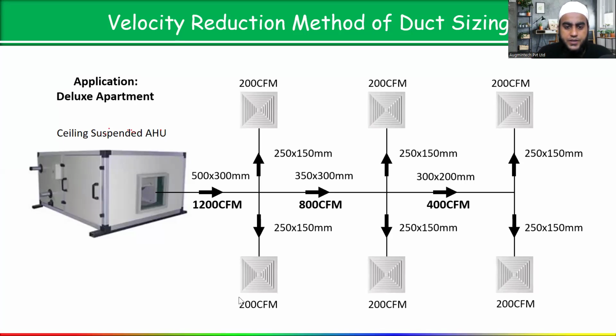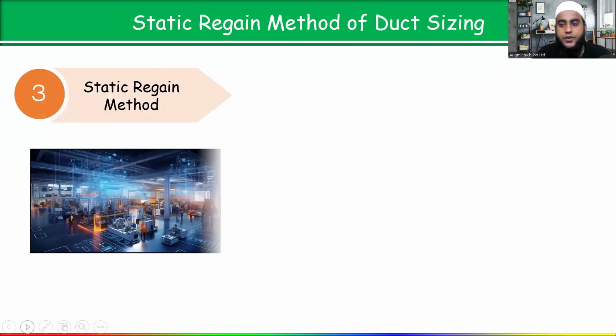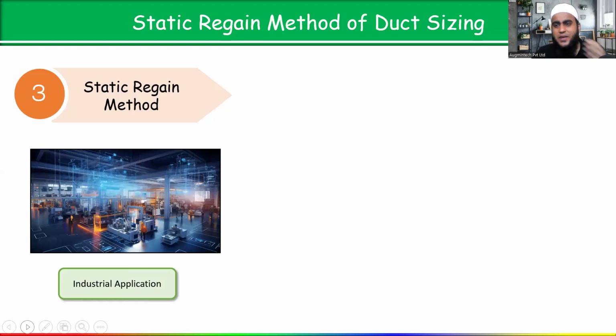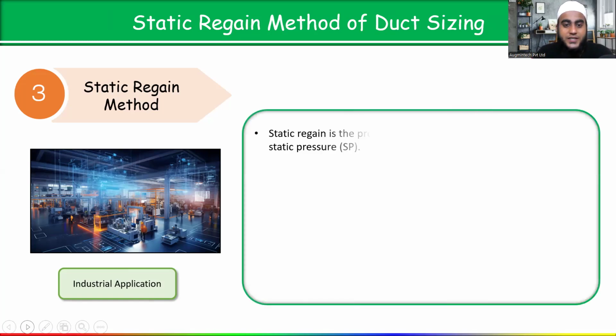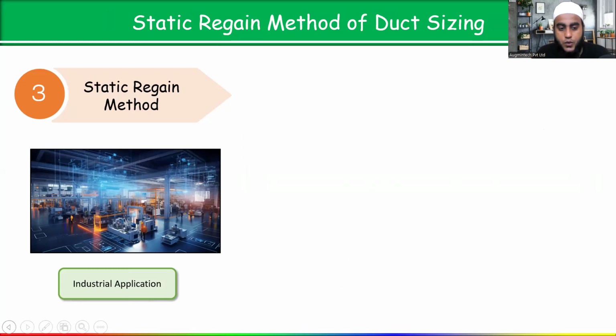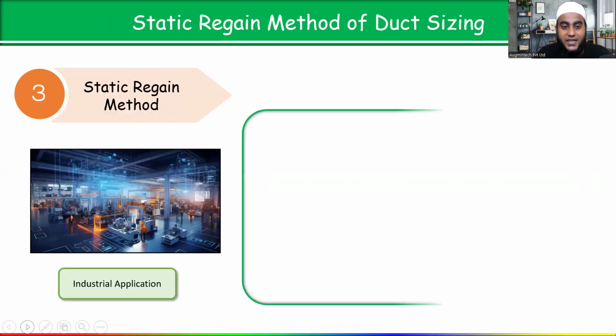As I told you, we have discussed those methods, equal friction and velocity reduction. Now we have to start the next method of duct sizing. What is that? The static regain method. This method is generally used for industrial application where we have a long duct route and where we need high airflow with high pressure. So in industrial application, we use it where the duct route is long. First, try to understand, what is the static regain method?